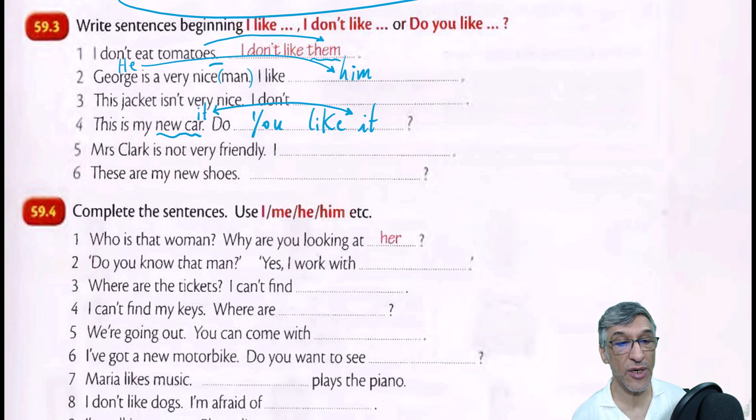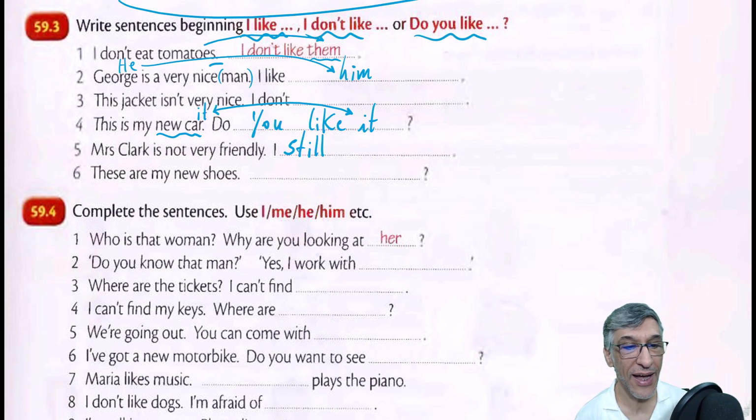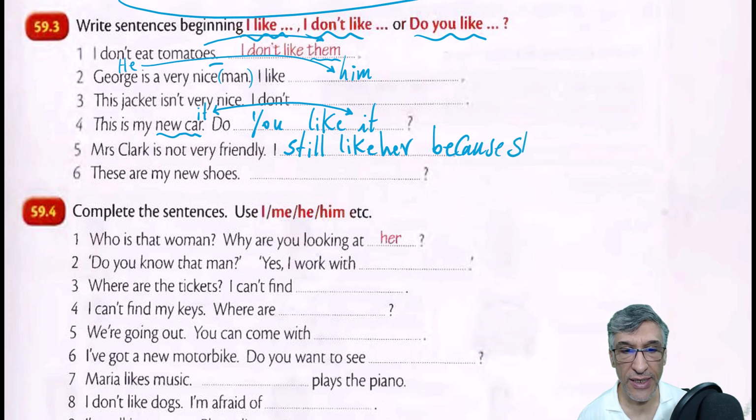Mrs. Clark is not very friendly. Oh, I like her. I still try to change it, please. Yes, I know that I must put "like", "I don't like", and "do you like". I still like her because she is very experienced, but sometimes very angry. I still like her because she is like my mother.